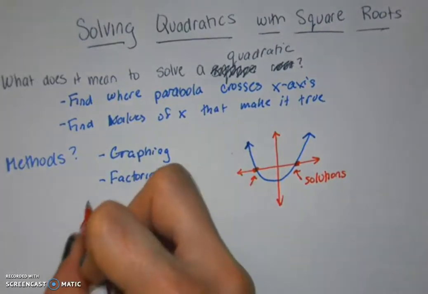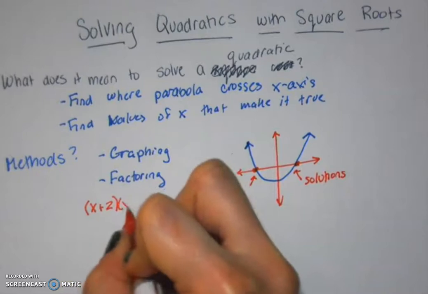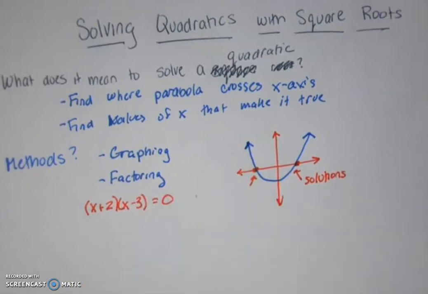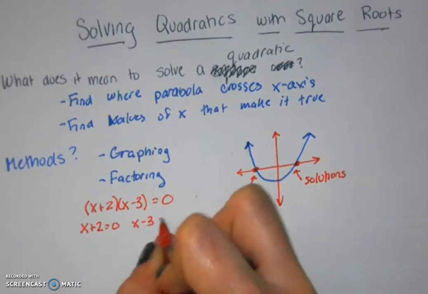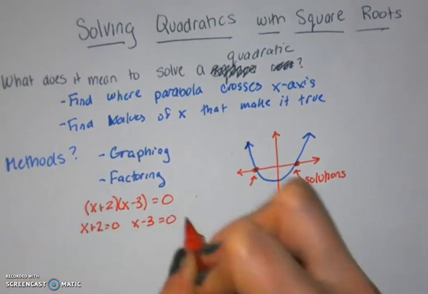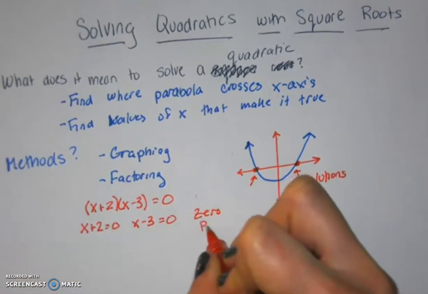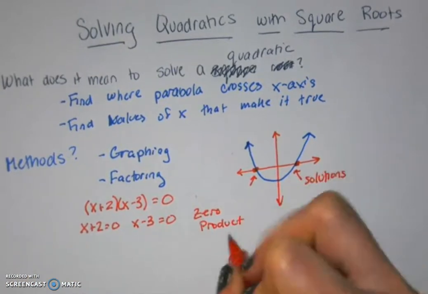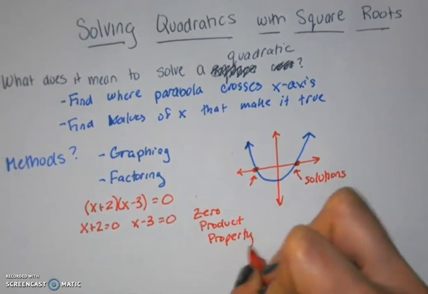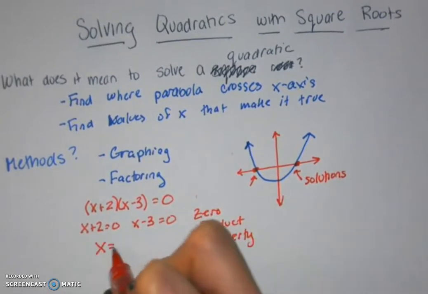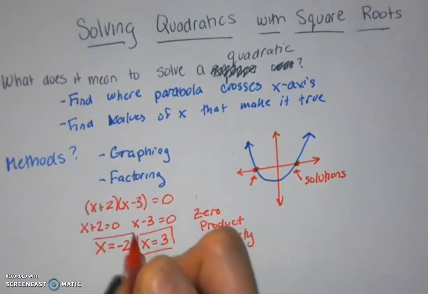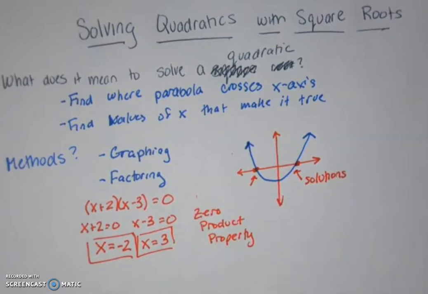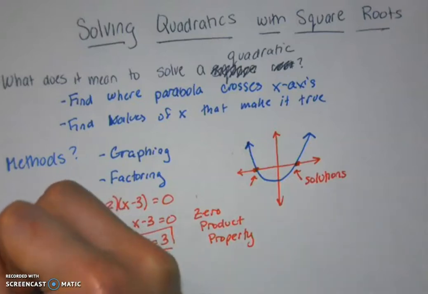For factoring, we might say if we had x plus 2 and x minus 3 equals 0, then you could say x plus 2 equals 0 and x minus 3 equals 0, with that's our zero product property. And then you could say x equals negative 2 and x equals 3 would be our two solutions. So those are the two methods we know so far, but factoring doesn't always work.